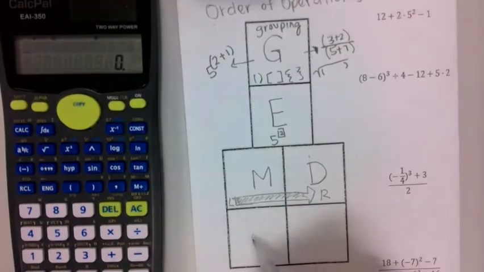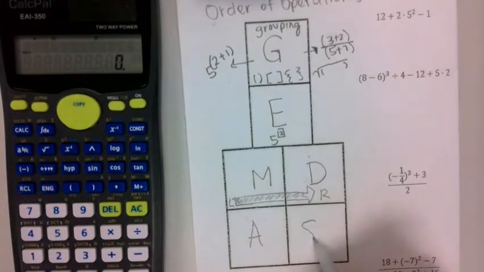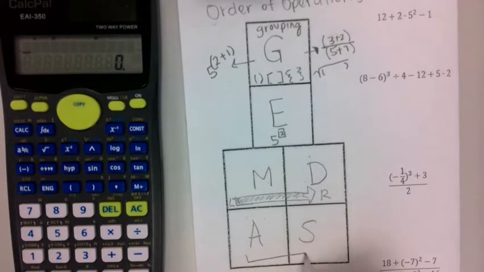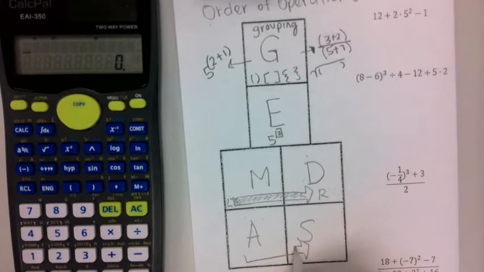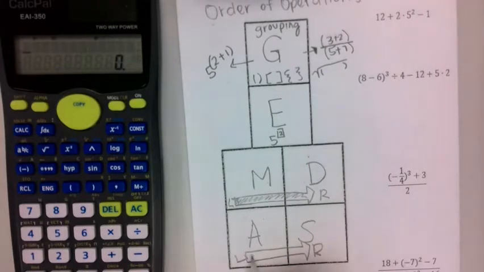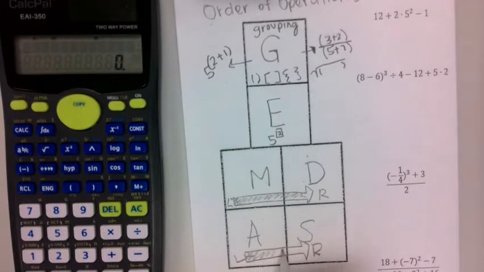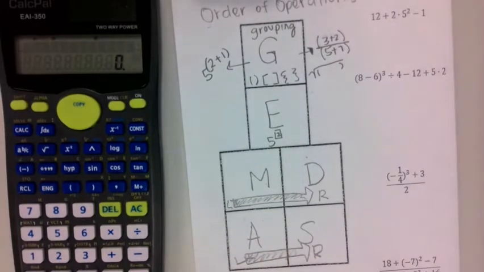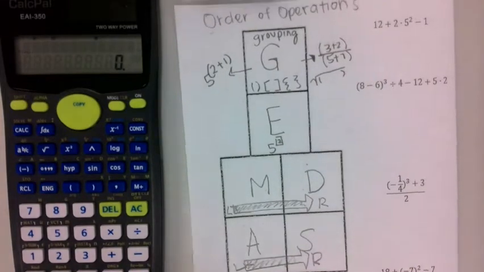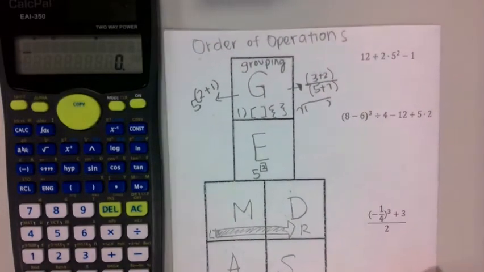Next, we will deal with any addition or subtraction. And again, this works the same as multiplication and division, and I'm going to work on them left to right, whatever is coming first as I go this way. All right, now that we have those written down, let's go ahead and complete some example problems.